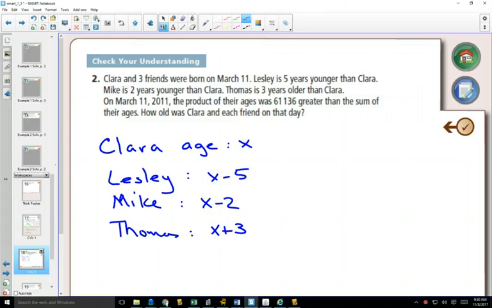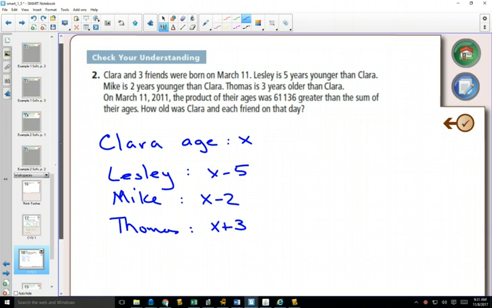So this example is good for getting you to the idea of how can I compare all of them with the same variable. That is a useful skill in useful real-life problems. So that's good, even though this isn't a useful real-life problem. And now we get this complicated sentence that allows us to create an equation. The product of their ages was 61,136 greater than the sum of their ages.